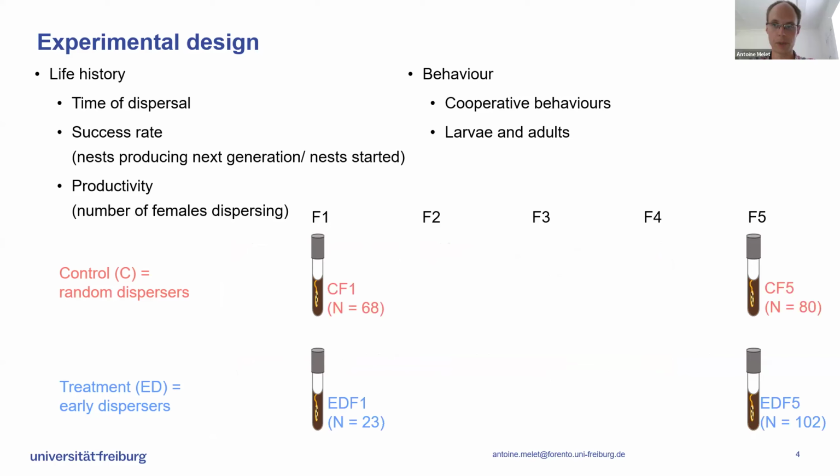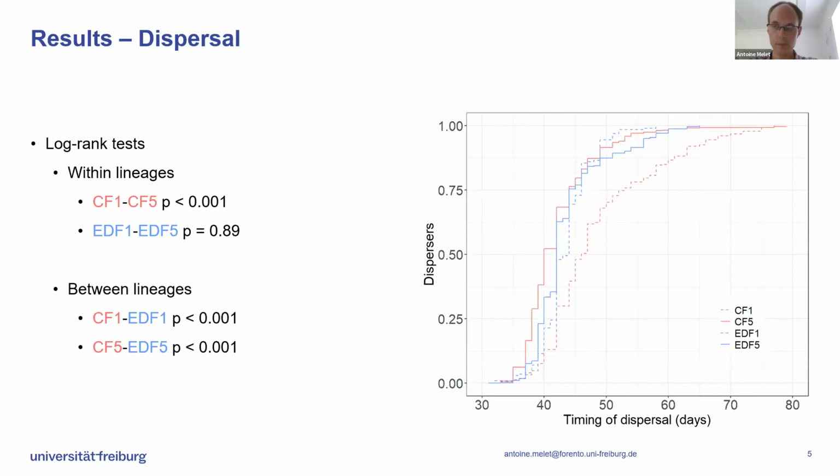I will focus on the first and the last generation from each lineage. I had a number of successful nests, and the first interesting thing is that at the 5th generation, the dispersal happened earlier than in the first one.